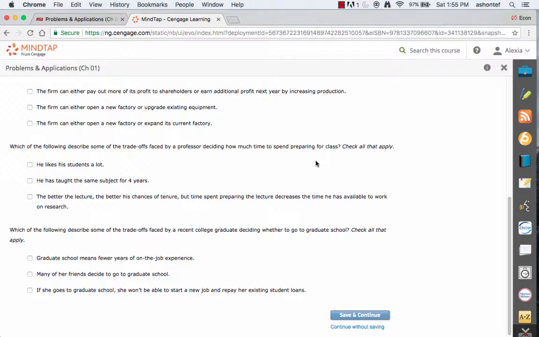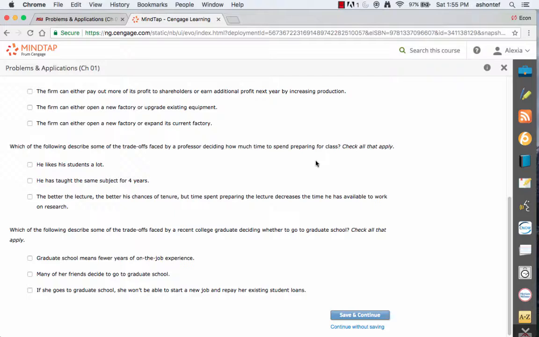The next part says, which of the following describes some of the trade-offs faced by a recent college graduate deciding whether they should go to grad school or not? So same thing here. You're going to want to approach that question and ask yourself, okay, it's the perspective of the recent college grad, and what are the trade-offs that college grad would be having to give up? So the question 2 says many of her friends decide to go to graduate school. Okay, well that could be true, but is that a trade-off?